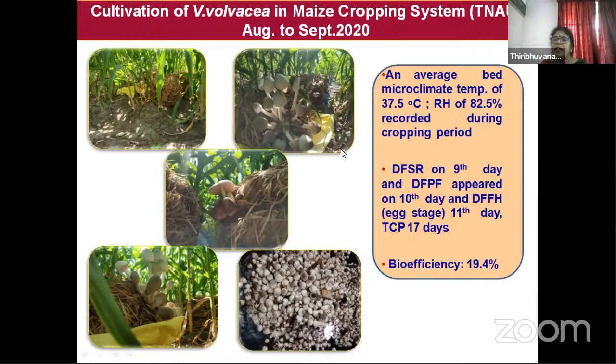We came out with these findings: in the maize cropping system also, the average bed temperature with a microclimate of 37.5 degrees and relative humidity of 82.5% was recorded throughout the cropping period, with a spawn running period of 9 to 10 days, and the mushrooms came to harvest on the 11th day. The entire cropping cycle was completed in 17 days with a bioefficiency of 19.4%.